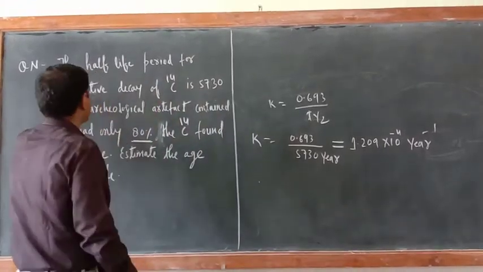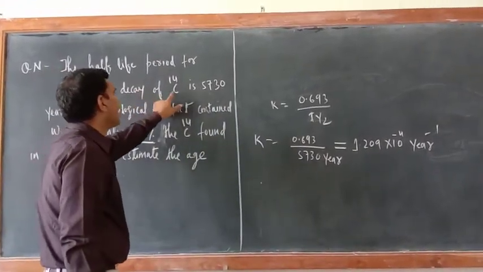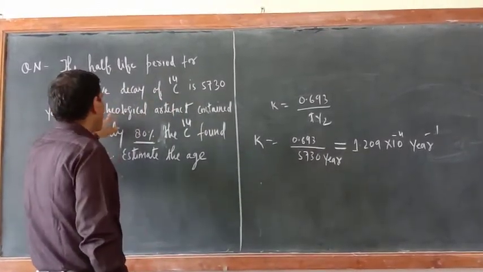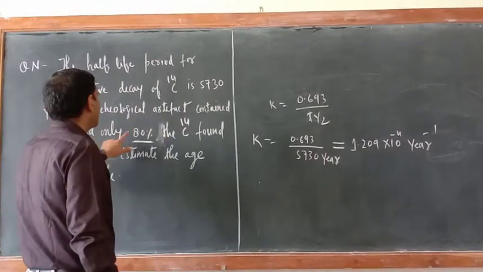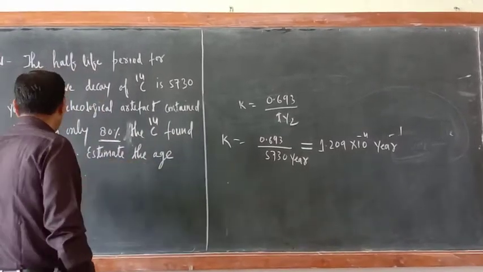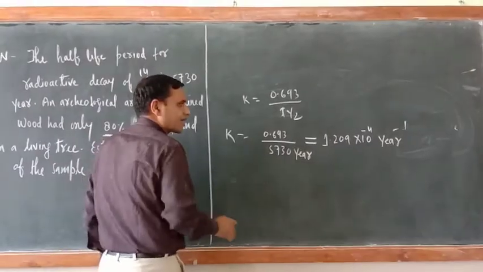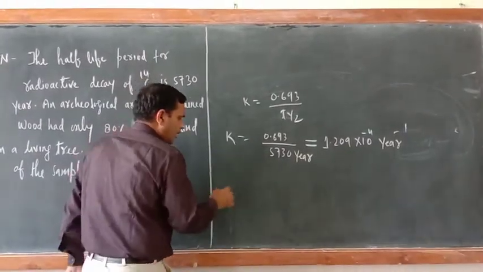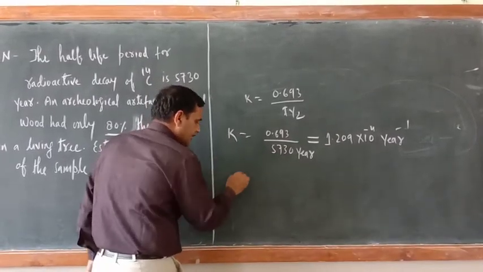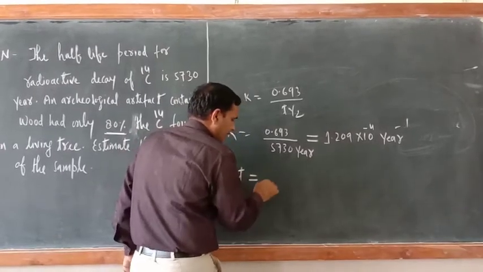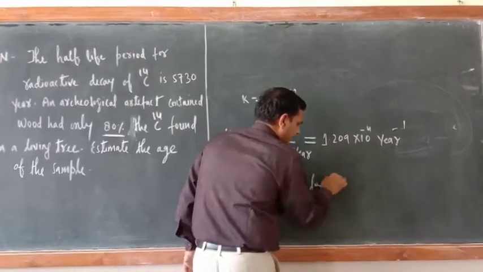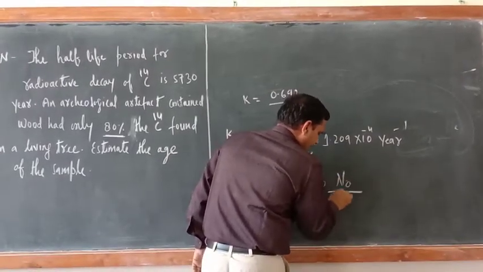They are saying the half-life period of radioactive decay of carbon-14 is 5730 years. So this is the half-life period. An archaeological artifact containing wood had only 80% of the carbon-14 found in a living tree. Estimate the age of the sample. They are asking for age, meaning time. So the integrated rate equation for first order for radioactive disintegration: t equal to 2.303 divided by K log N0 by N.